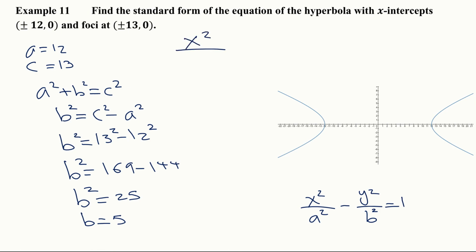So x squared over a squared, which is going to be 12 squared or 144, minus y squared over b squared, which is 25, equals 1. And that's all we need to do. Okay?